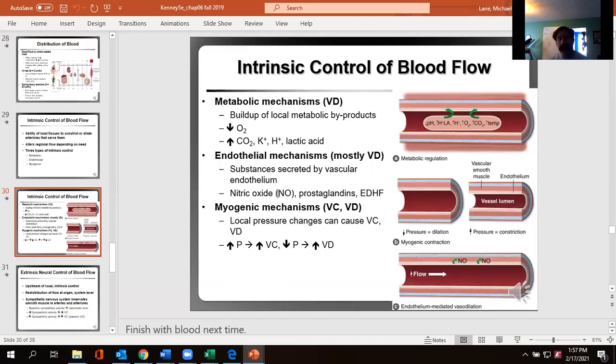What does it mean? Metabolic is going to be mostly causing just vasodilation, and this is going to be because of lower oxygen levels, higher carbon dioxide, higher potassium, higher amounts of the wonderful proton that is hydrogen, meaning our pH is lower, and lactate. On the other side, we have endothelial mechanisms, mostly vasodilation, which are due to nitric oxide, prostaglandins, and EDHF.